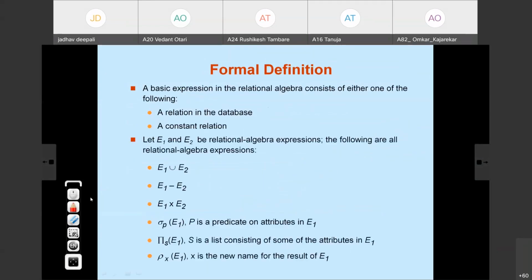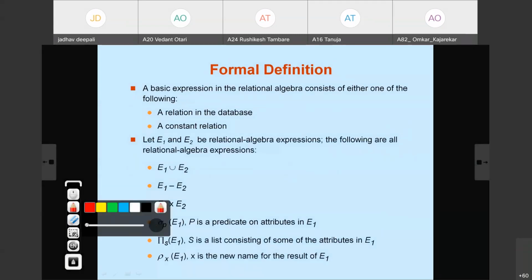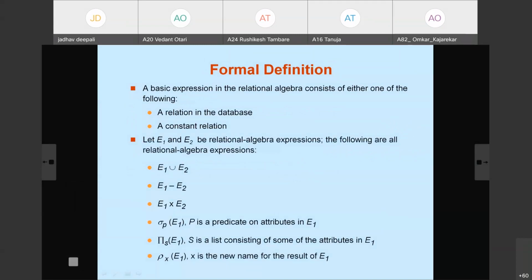Now, the formal definition. Using the basic operations we have already seen, a basic expression in the relational algebra consists of either a relation in the database, such as instructor, a constant relation, or some expressions. Suppose E1 and E2 are relational algebra expressions, of any kind: select, project, rename, Cartesian product, set difference, union, anything.